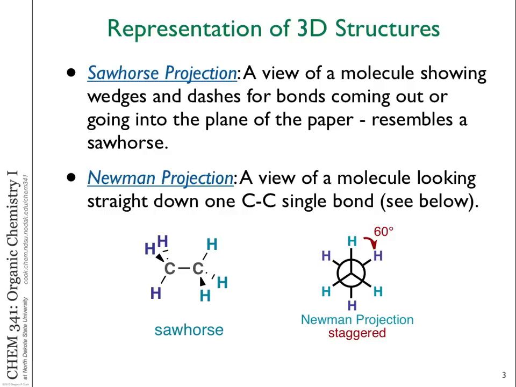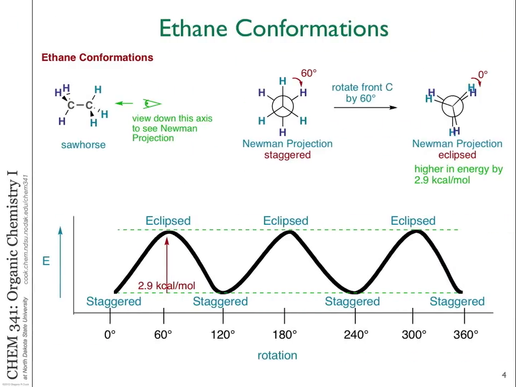As we look at the bond between the two carbons we're specifically analyzing, we can see the relationship between the hydrogens on the front and the hydrogens on the back. Okay? That's referred to as a Newman projection. And so you can see that as we look at each of those conformations, which are frozen in time, there would be different energetics associated with the relationship between the hydrogens in front and back.